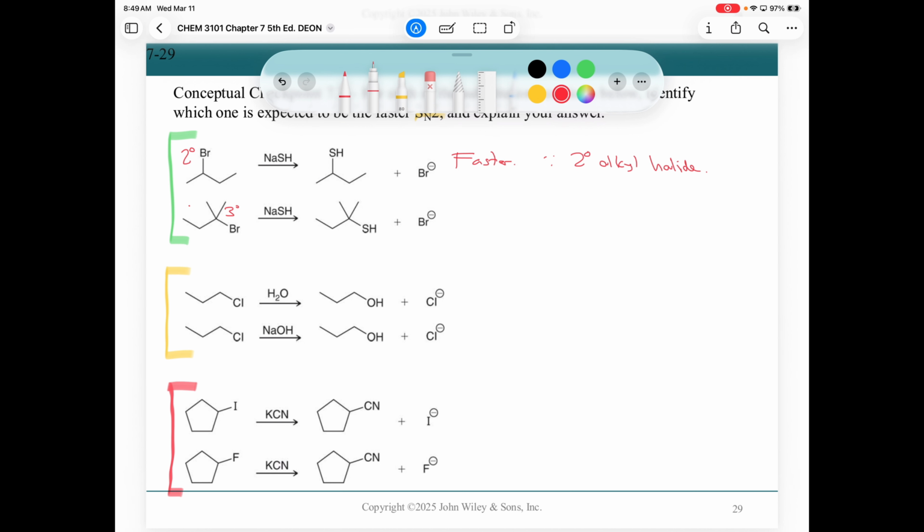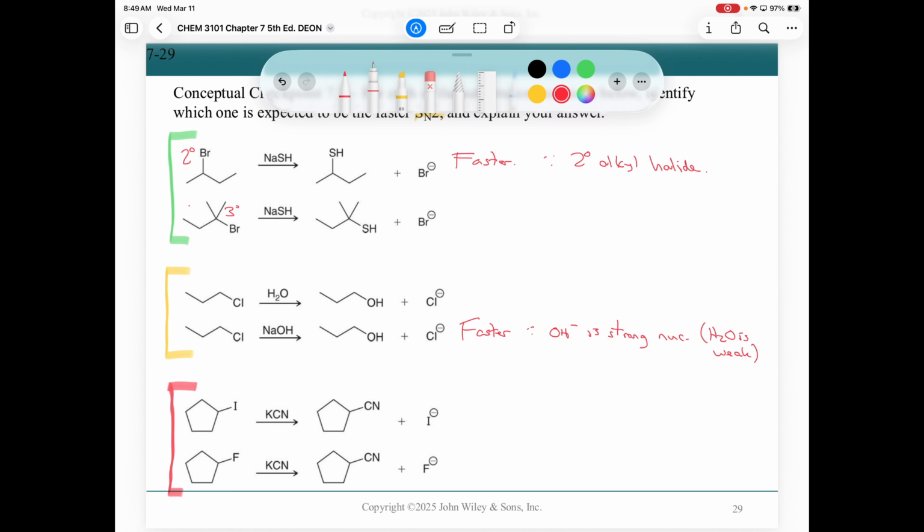All right, what about the second one, the one that I have the yellow line by? The only difference between these is the two nucleophiles. Which one's going to react faster, the one with water as a nucleophile or the one with sodium hydroxide? There you go. We'll say here, faster since OH minus is a strong nucleophile. You can put here H2O is crappy, is a weak nucleophile.